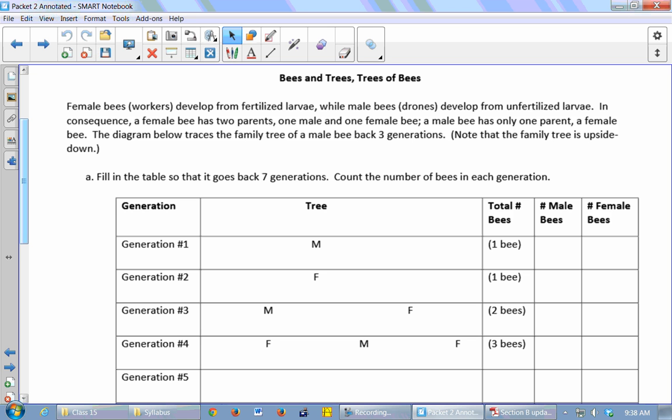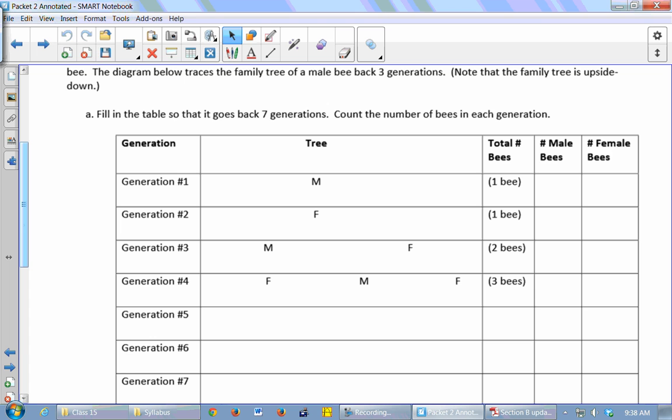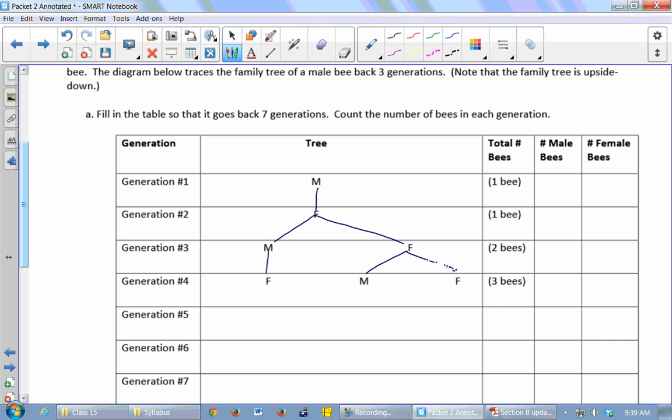Okay, so this diagram traces the family tree of a male bee back 3 generations. This male bee had just a single parent, one female bee. And then this female bee, the mother of the initial male bee, had two parents, a male and a female. And this female had two parents, a male and a female. Then we go back another generation and say, okay, this male bee just had one parent, a female. This female bee had two parents, a male and a female.